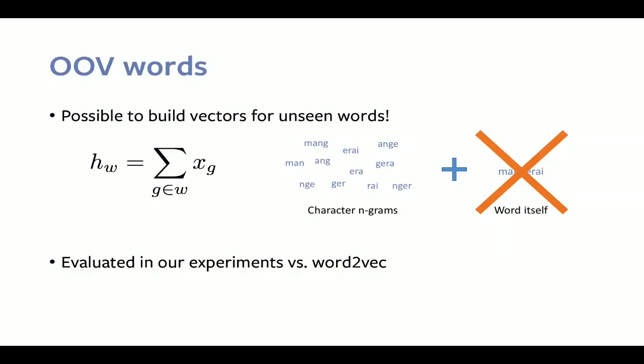We're gonna evaluate it in the experiments and compare: if I don't have a word in the test set, either I can just output a vector of zeros and consider that my similarity with every word is 0, or I can do the sum of n-grams.